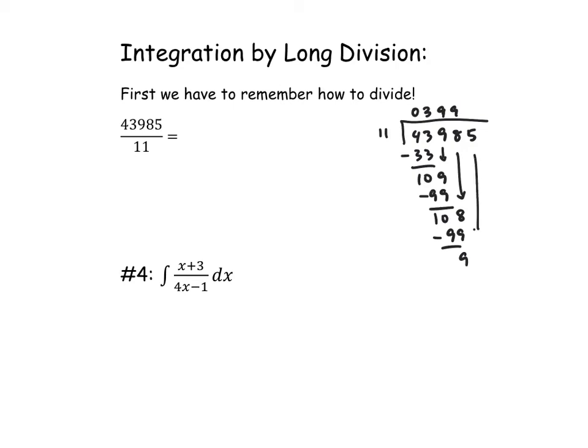I get 9. I drop down the 5. Looks like 11 goes into that 8 times, which is 88, which gives me a remainder of 7. So what the heck do I do with that? Okay, so what we do with that is that 43,985 divided by 11 is equal to 3,998 plus 7/11. We're going to use that process with polynomials now.